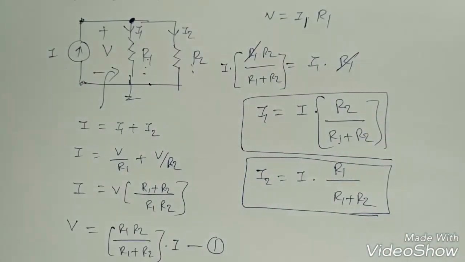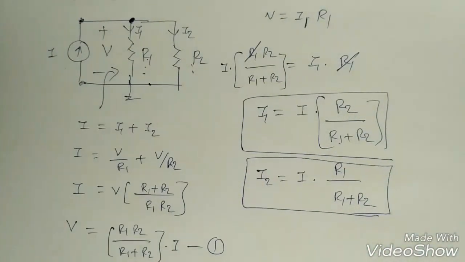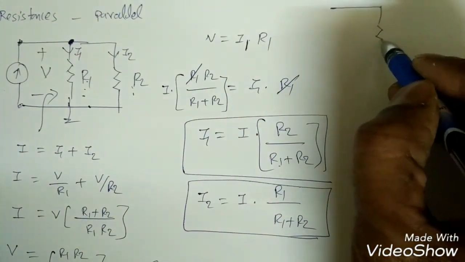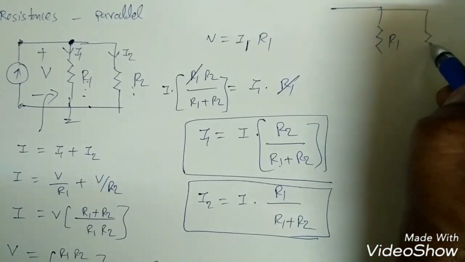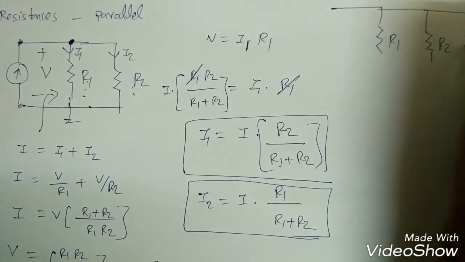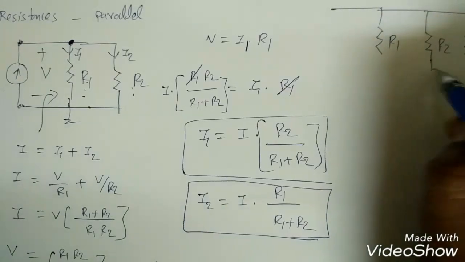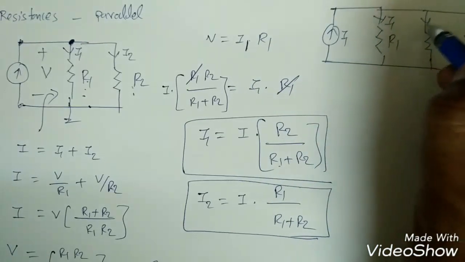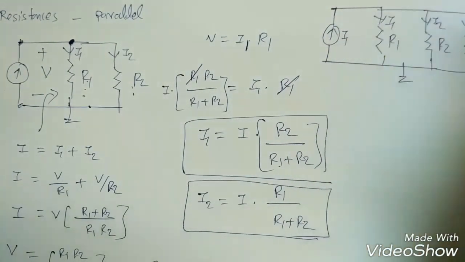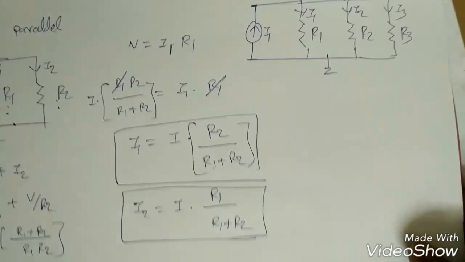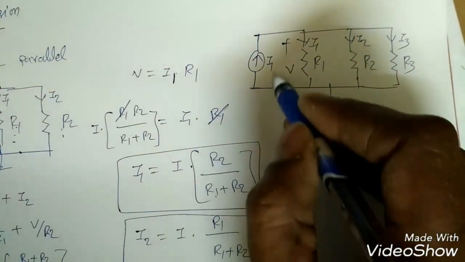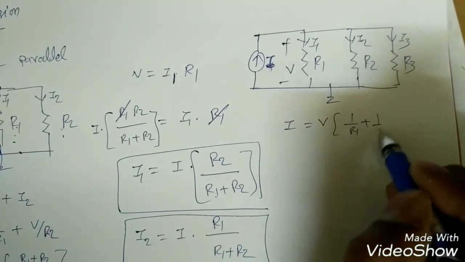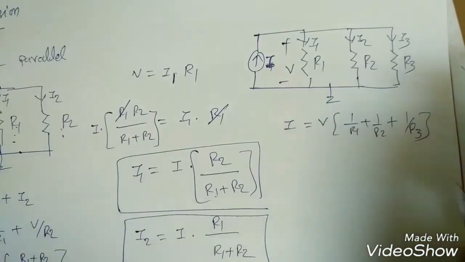Now this is the current division principle, right? Now what happens when three parallel resistances are there? So that also will be there: R1, R2, suppose R3 is here, and this is current I, and this is I1, I2 and I3. Now we know that, again same, this is V, so capital I is equal to V times (1 by R1 plus 1 by R2 plus 1 by R3), right?